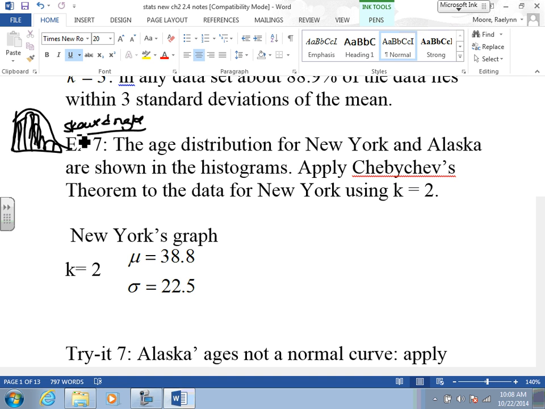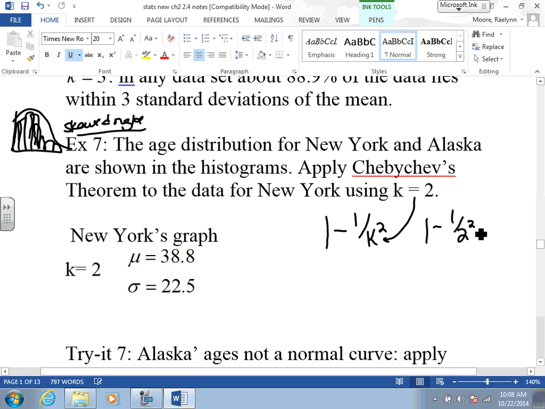He says, okay, this time the age distribution for New York and Alaska are shown. Apply Chebyshev's theorem to the data for New York using K equals 2. So he has 2 standard deviations away from his mean. So we're going to use his formula, and you're going to have to memorize this. It's not a hard one. 1 minus 1 over k squared, this is where the k goes. 1 minus 1 over 2 squared gives you 1 minus 1/4, gives you 3/4, or 75%.